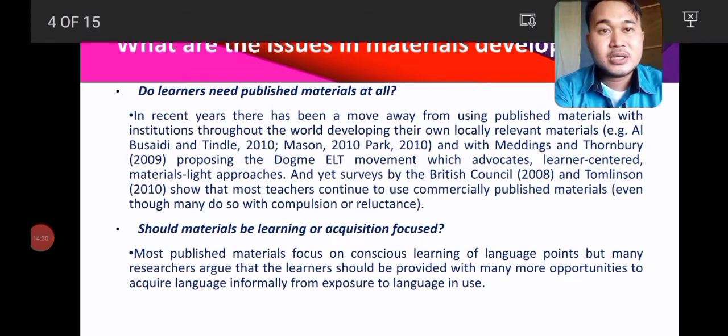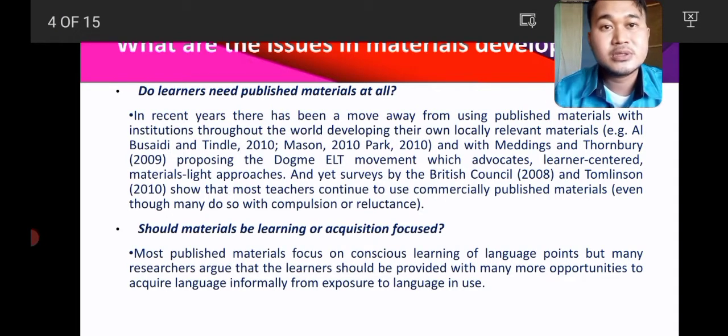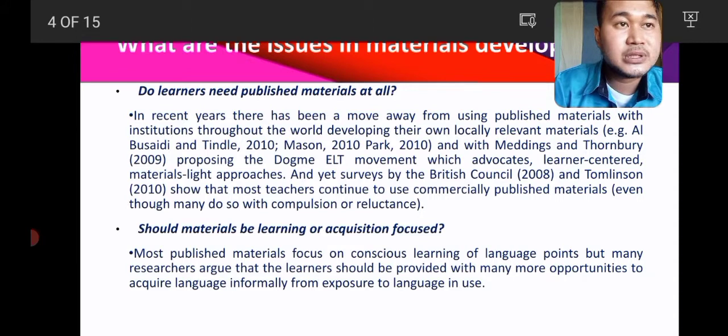So next, should materials be learning or acquisition focused? Most published materials focus on conscious learning of language points, but many researchers argue that the learners should be provided with many more opportunities to acquire language informally from exposure to language in use.